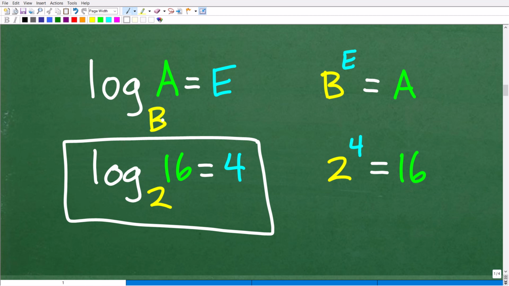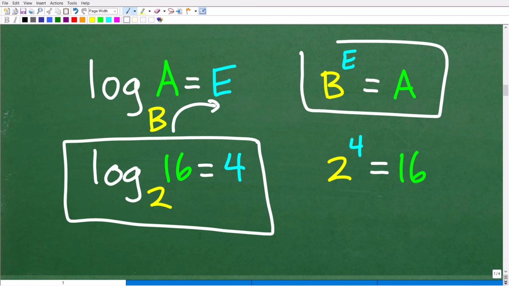Now, what does that mean? BAE. Well, log base A equals E, bacon and eggs. So what I'm talking about here is the following. I'll get back to this in a second. The B is a base, okay? So let's just look at this right here.